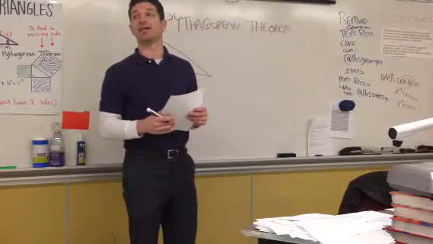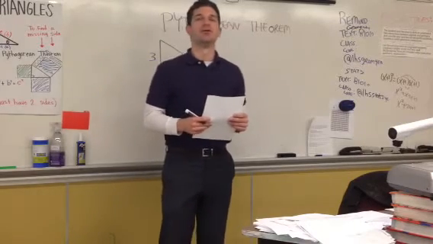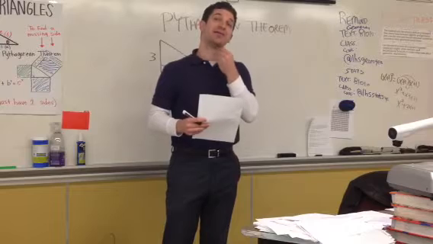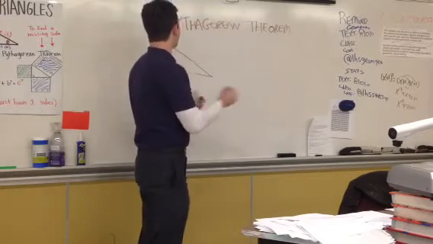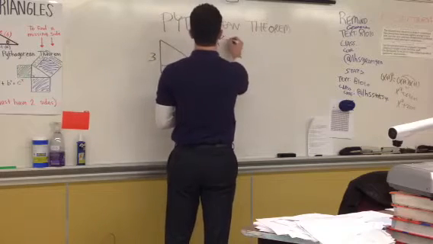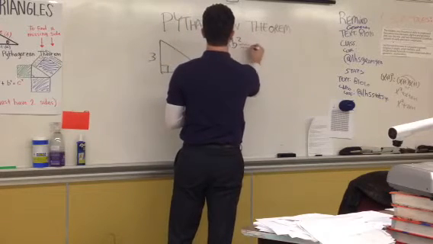Today we're going to be studying right triangles. So we're going to be learning about the Pythagorean theorem. Most people know that the Pythagorean theorem tells us that a squared plus b squared equals c squared.